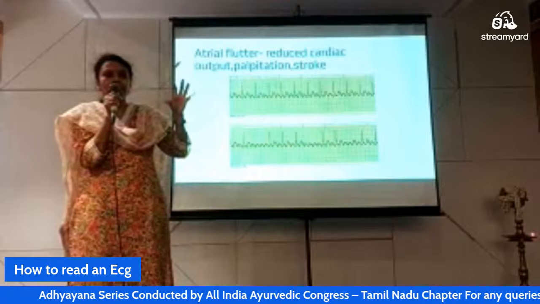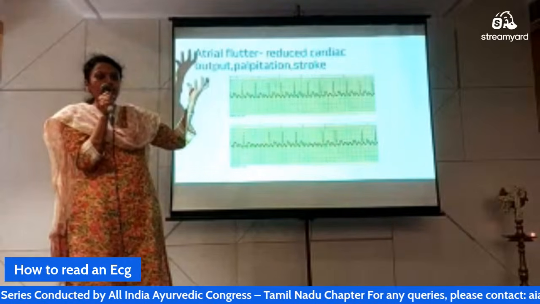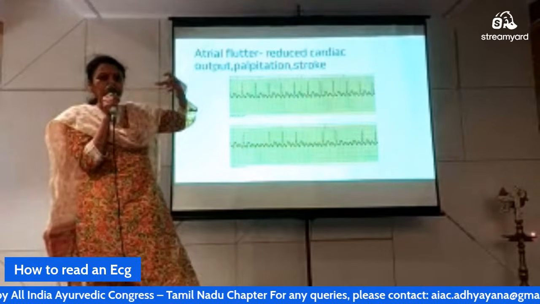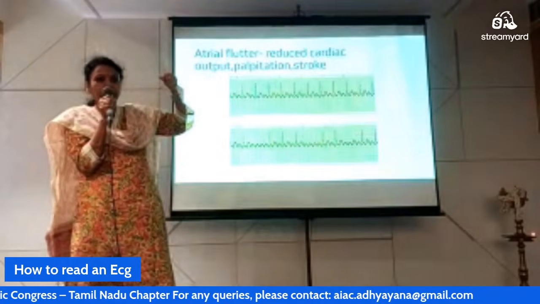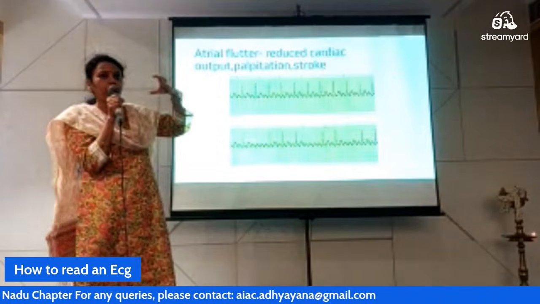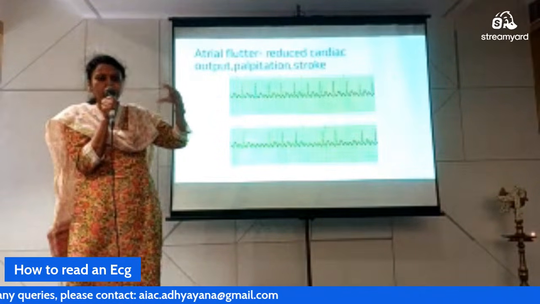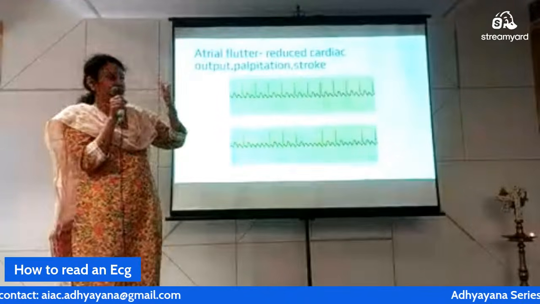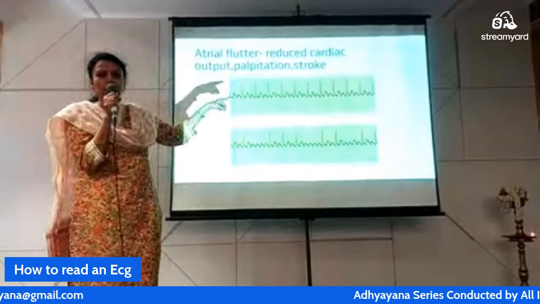So somewhere there is some problem with the SA node. The SA node is sending the electrical impulses, and at that time atrial contraction is not happening properly. Some pulse is delayed or not proper, or somewhere there is a blockage, or something is happening in the ECG. You have to refer.